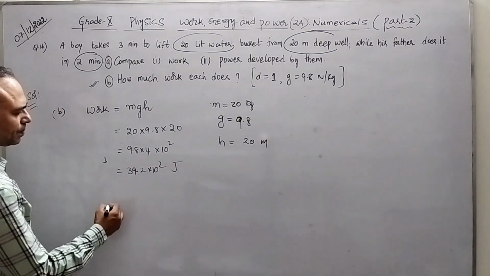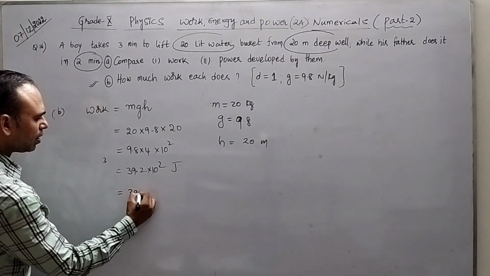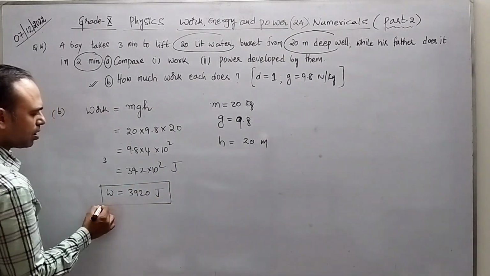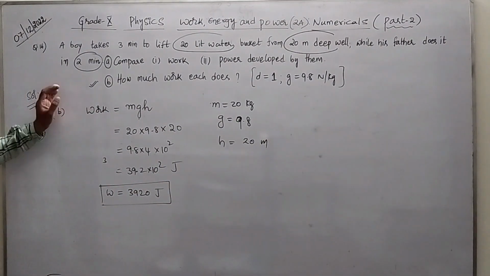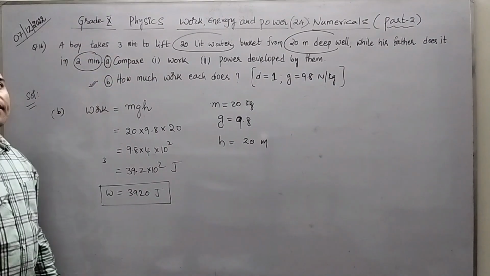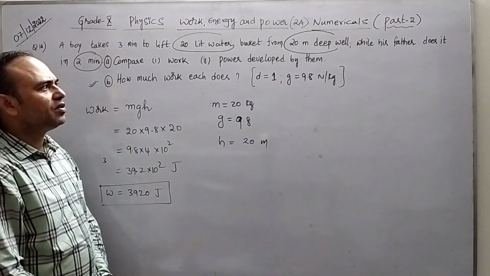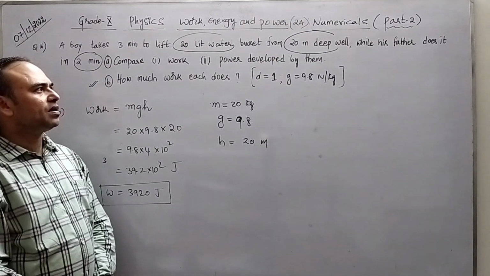So we can also write it as 3920 joule. This is the work done by the boy as well as the father. Hope you have understood this. So now we have completed the numericals of exercise 2A from the topic work, energy and power. Thank you.